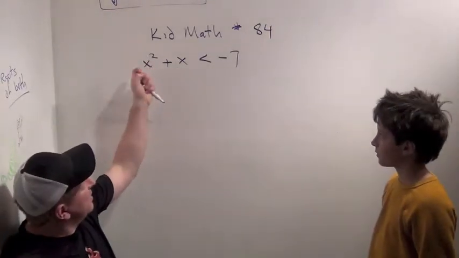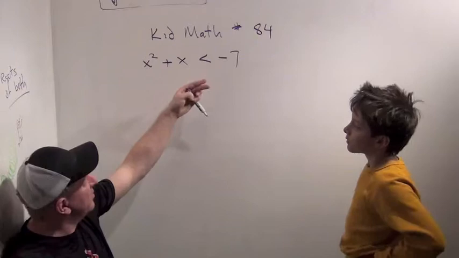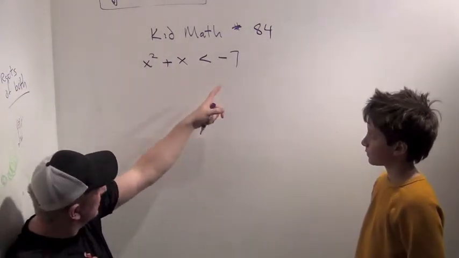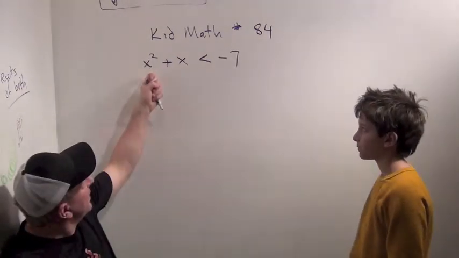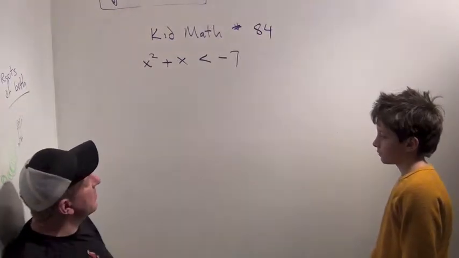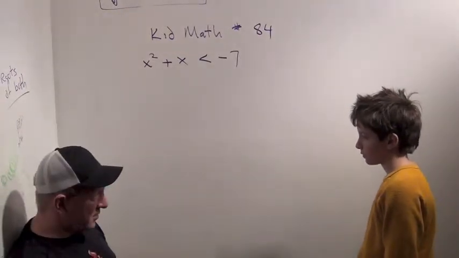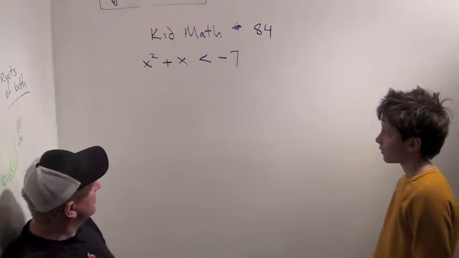So we've been studying these quadratic inequalities, and here's a very challenging one. It looks the same as all the rest of them. But here we have x squared plus x is less than minus 7. So in the interest of speed, I'll write, you tell me what to do. How would you solve this?